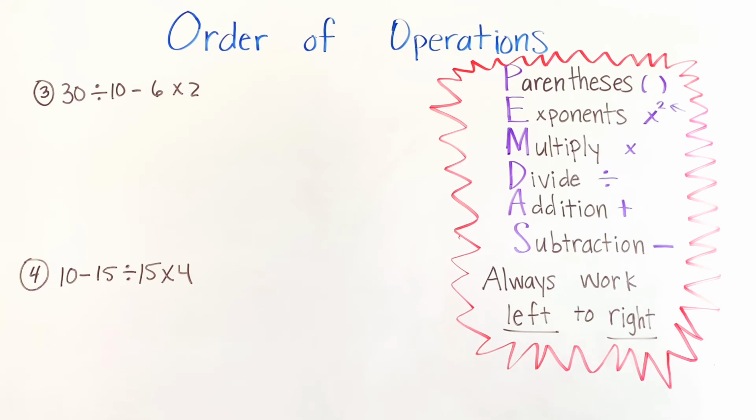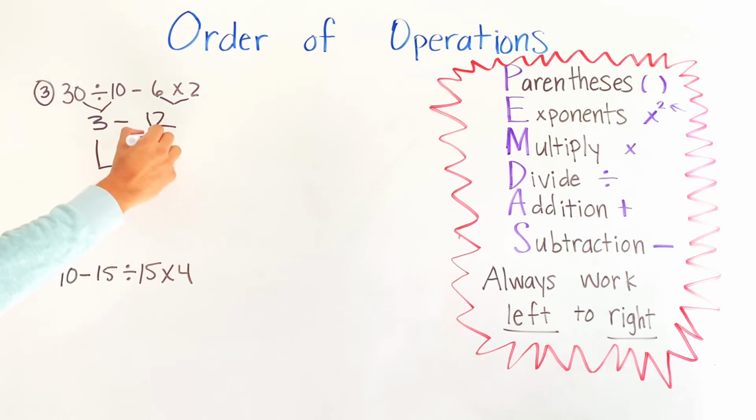So for number 3, we have 30 divided by 10 minus 6 times 2. Here, like I said before, if you look on the right hand side, multiply comes first or divide, but it doesn't matter if you multiply or divide first, as long as you always work from left to right. In this situation, division comes first before multiplication and subtraction. So we're going to go ahead and divide first. So when we divide that, we have 30 divided by 10. It's going to give us 3 minus, and then we can go ahead and do 6 times 2, which is going to give us 12.